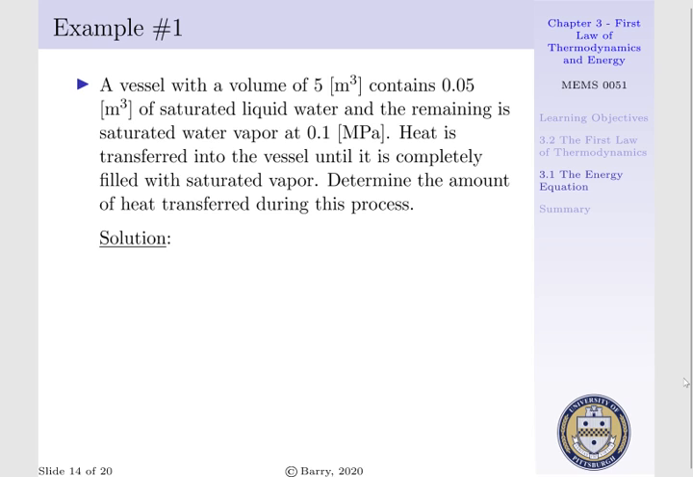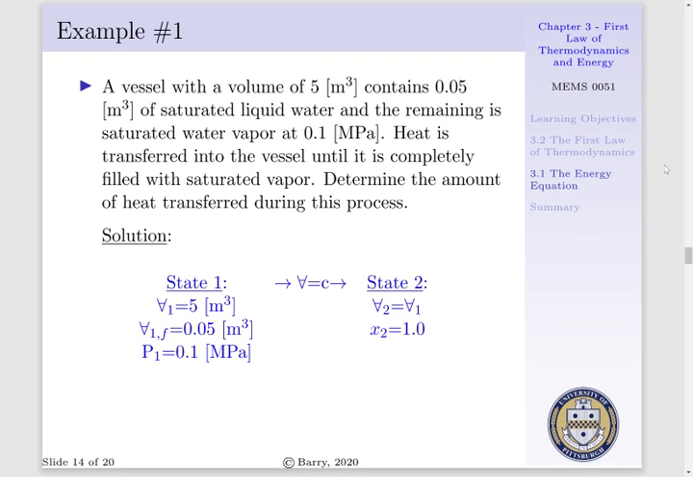For us to begin, we are going to list our state variables and how we go between our states. Starting at state 1, we see the volume of our vessel is 5 cubic meters, and we know the volume of our saturated liquid is 0.05 cubic meters. The remaining volume of our system, 4.95 cubic meters, is occupied by saturated vapor. The pressure at state 1 is equal to 0.1 megapascal. Now, we proceed from state 1 to state 2 in a constant volume as well as a constant mass process. That is, we can say the volume at state 2 is equal to the volume at state 1, and we know the quality at state 2 is equal to unity.